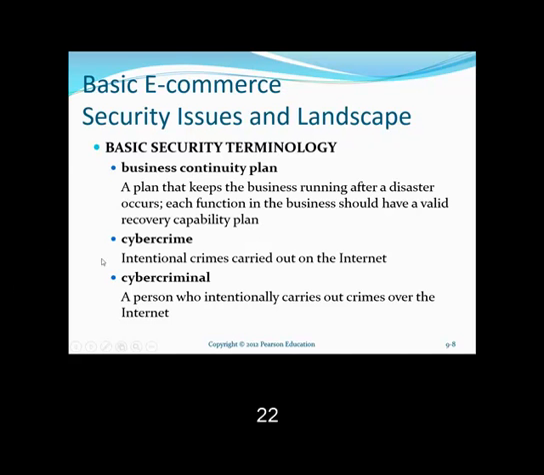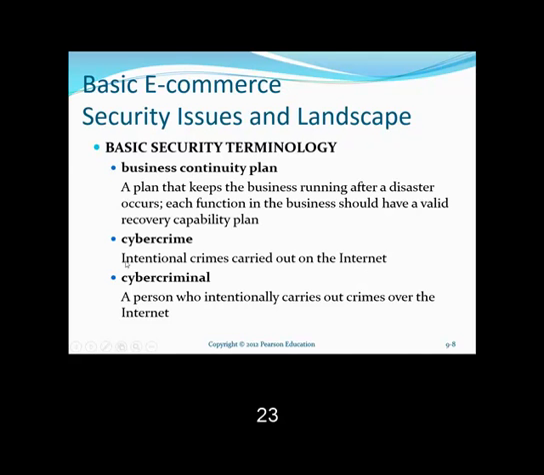And then cybercrime. What is cybercrime? Cybercrime refers to intentional crimes carried out on the internet, meaning that they have intention. The hackers have intention. This is not accidental. Intentionally, they want to commit these crimes through the internet.